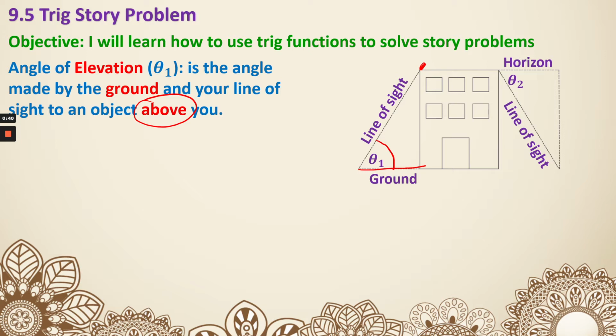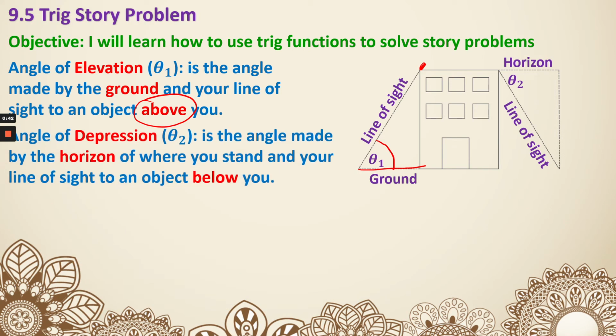Then, of course, on the contrary, we also have angle of depression. That is the angle made by the horizon of where you stand and your line of sight to an object below you. So this time the object is here, and you are standing right here, and you are looking down at something. This is the angle of depression.